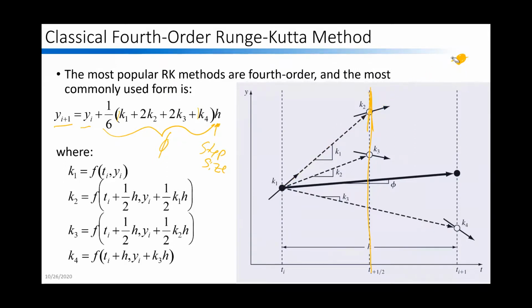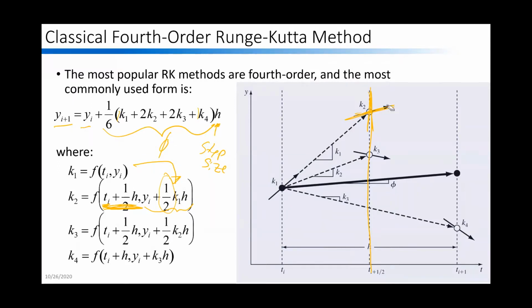Once I'm at that halfway point, I'm then going to calculate a new slope, K2. So what's the equation for K2? Well, my time component is the current time plus 1/2 my step size. And then I have my Euler method for my y, so y_i plus 1/2 k1 times h. This 1/2 is because we're only taking half a step, and the k is that Euler's method.